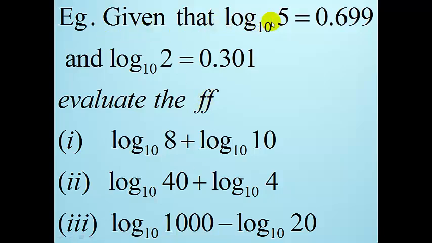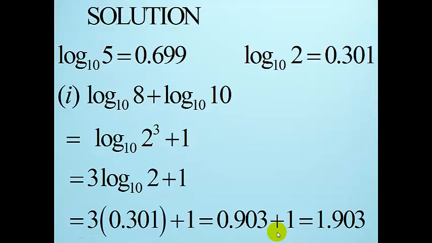Now, given that log 5 to the base 10 equals 0.699 and log 2 to the base 10 equals 0.301, evaluate the following: log 8 to the base 10 plus log 10 to the base 10; log 40 to the base 10 plus log 4 to the base 10; log 1000 to the base 10 minus log 20 to the base 10. Now let's see how best we can solve this problem.